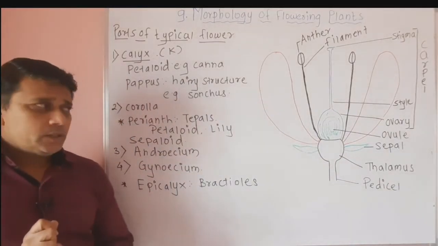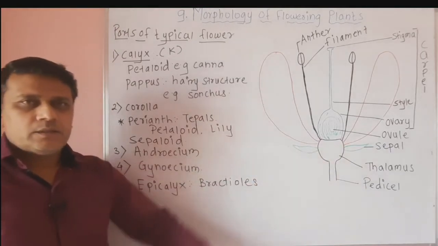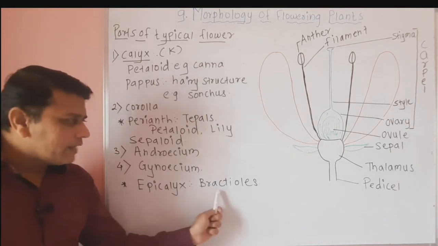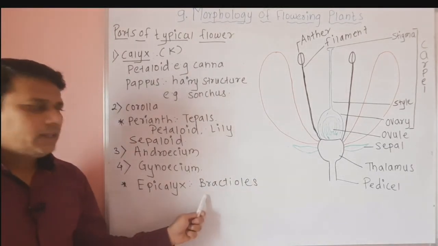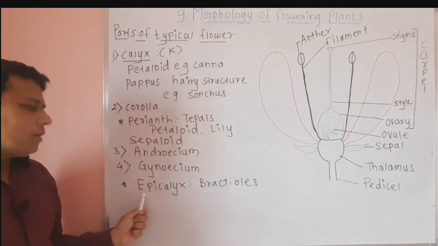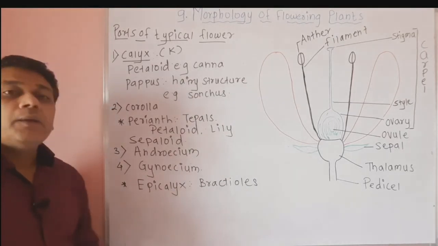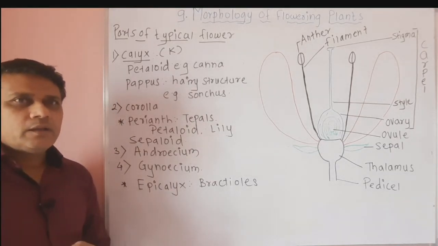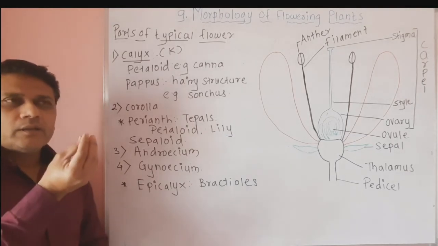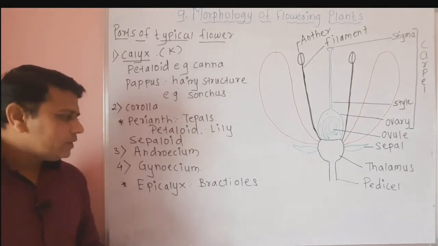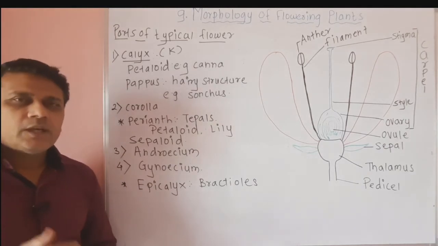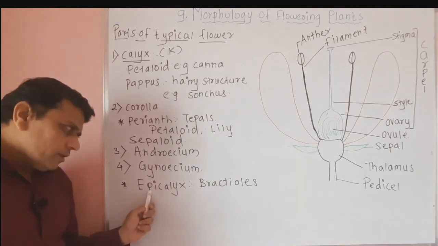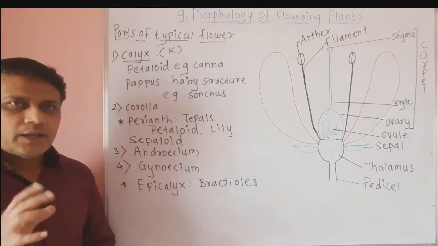Then in some flowers, apart from the calyx, additional green leaf-like structures called as bracteoles are present, and these bracteoles together come under the term that is epicalyx. So epicalyx is found in the flowers like hibiscus or China rose. At the base of the calyx, these bracteoles are present. They are 5 to 8 in number, and these bracteoles together are called as epicalyx.